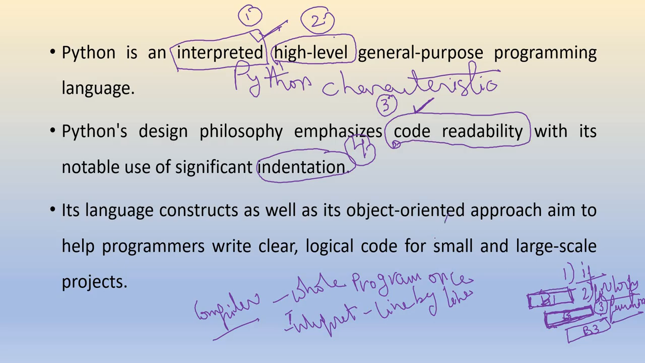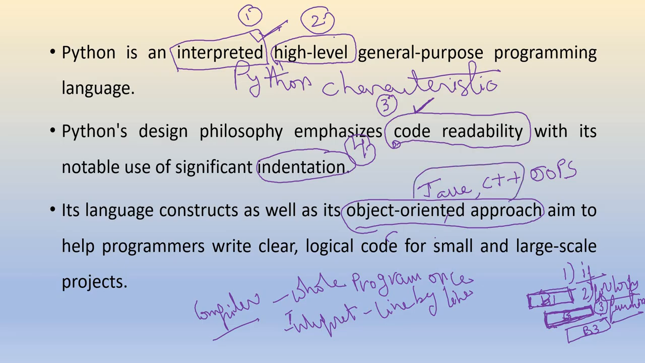The next one is the object oriented approach. Like the previous programming languages we have, such as Java and C++, Python, a high level programming language, also follows the OOPS concept, object oriented programming. Like how Java follows polymorphism and inheritance, here also the same polymorphism and inheritance can be shown. How object creation can be done, here also the same object oriented approach is followed by the programming language Python. So this is the fifth characteristic.